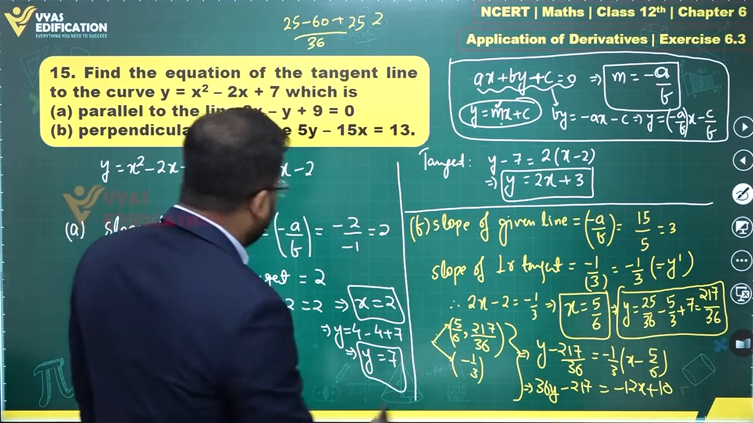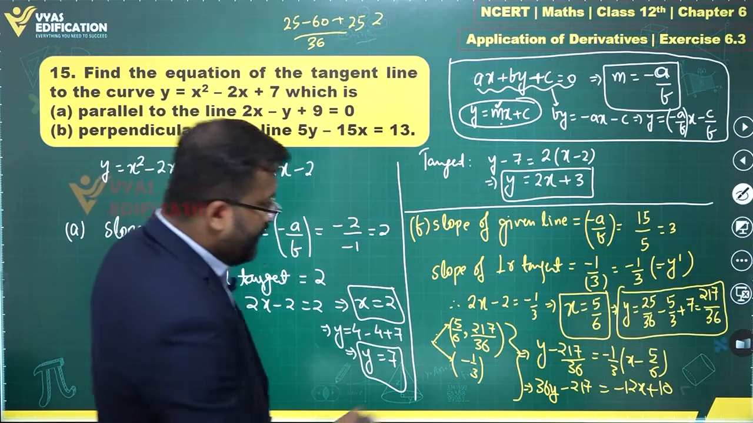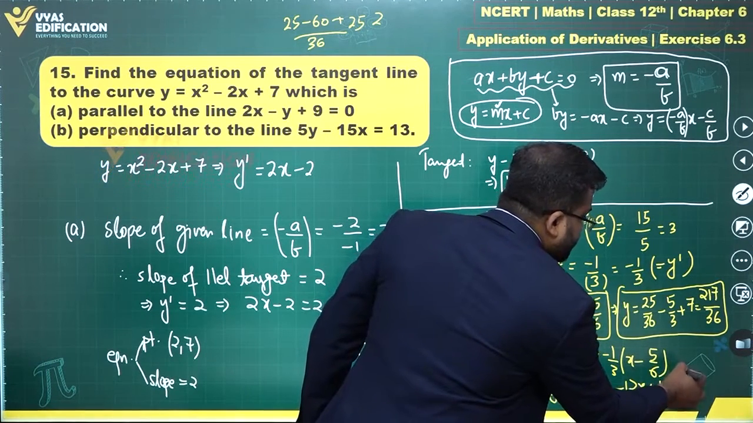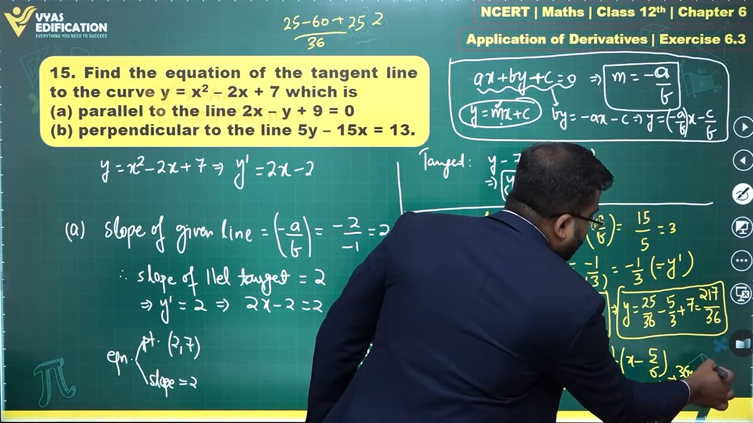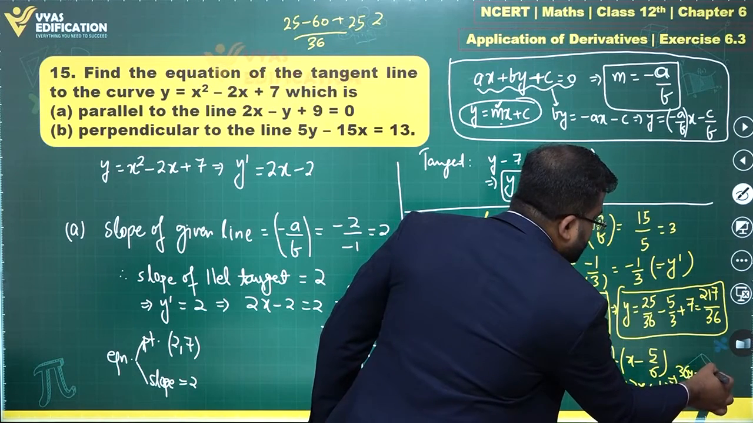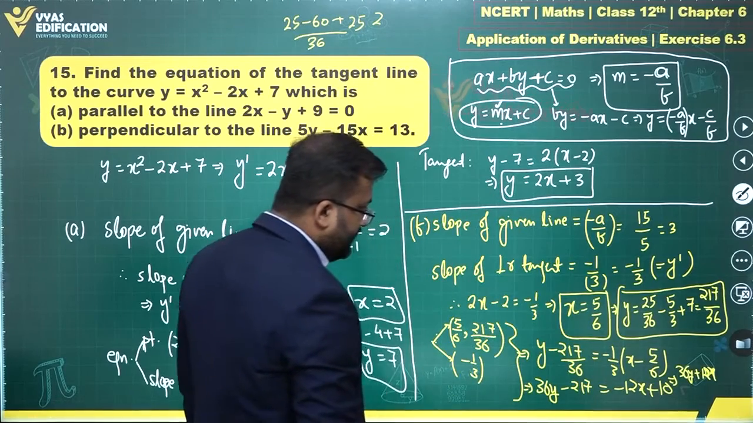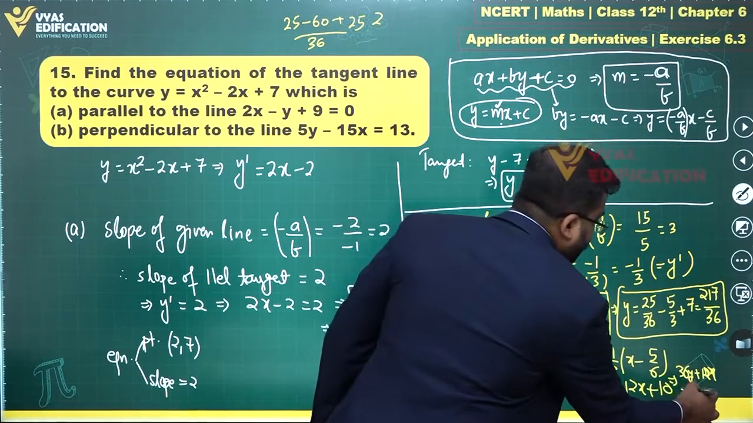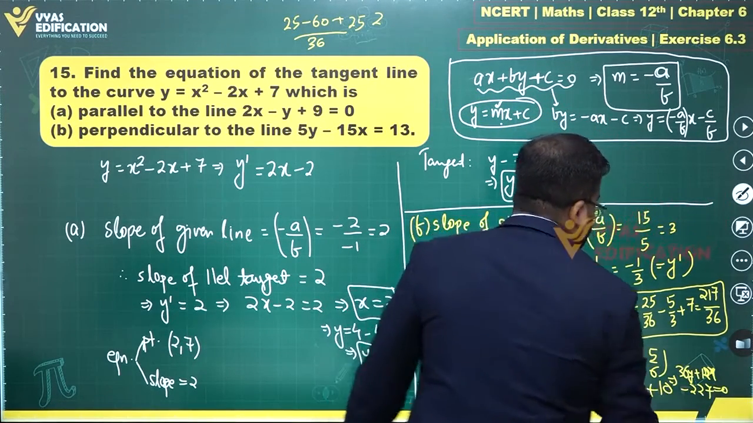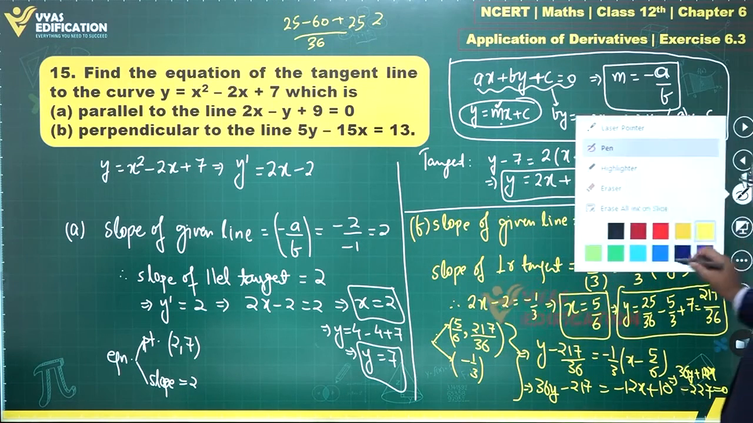The final answer will be, let me write the final answer over here only. This tells me 36y, sorry, plus 12x, and what else? Minus 227 is equal to 0. That here is the final answer of this one.